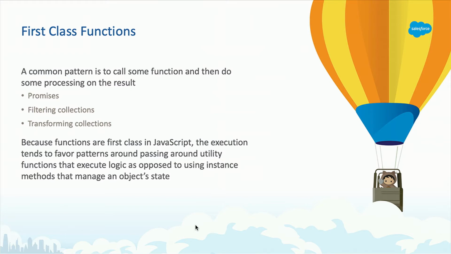This is a common pattern that you'll see in JavaScript. You're going to call some function, you're going to get some data back, then you use a callback to process that data. You'll see this in promises in LWC. You'll see this a lot when filtering and transforming collections. And inline functions are going to be everywhere in JavaScript. Because functions are first class in JavaScript, the execution of JavaScript tends to favor this pattern of passing around utility functions that execute logic as opposed to using instance methods to manage an object's state.